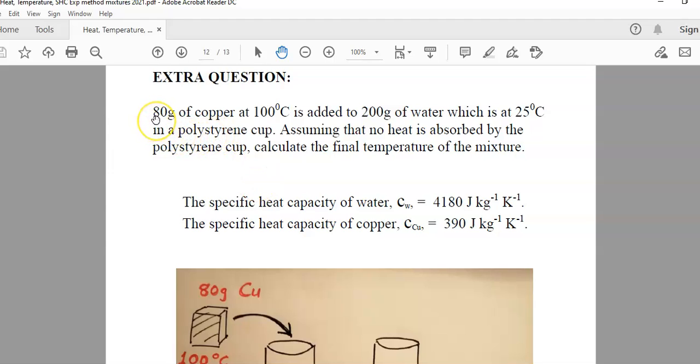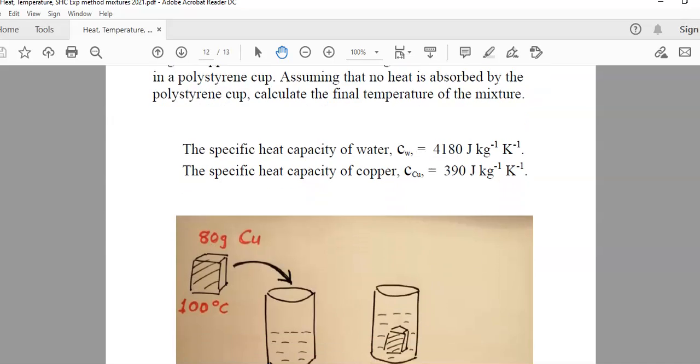Let's go through it. 80 grams of copper at 100 degrees Celsius is added to 200 grams of water, which is at 25 degrees Celsius. It's in a polystyrene cup. We can assume that the polystyrene cup will not absorb any heat, that it's got a low heat capacity, and we want to calculate the final temperature of the mixture. We're given the specific heat capacity of the copper and of the water there.